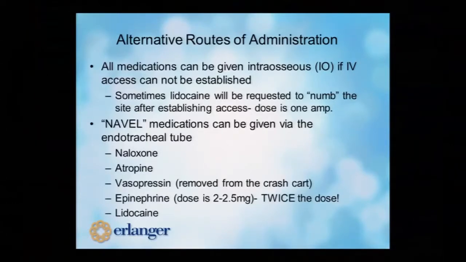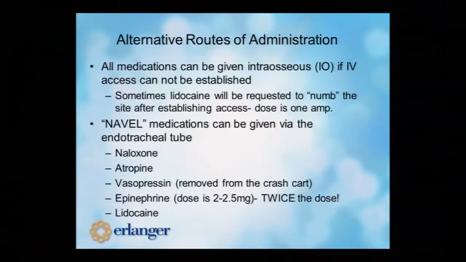All medications can be given via the IO or intraosseous route, which you guys have also seen in the ACLS class, usually in either the shoulder or in the leg. Sometimes right after IO placement, they'll request a dose of lidocaine just to numb up the area before giving other medications. If your patient's in a cardiac arrest, it's really not necessary because they're currently not perfusing anything and they won't be able to feel it. But if they ask for lidocaine, that would be the reason why. It doesn't necessarily mean that they're in a ventricular dysrhythmia.